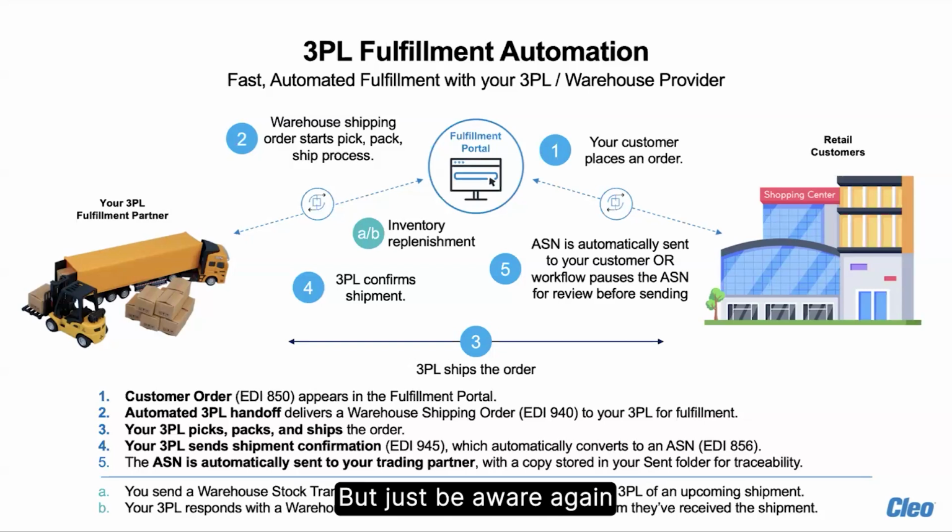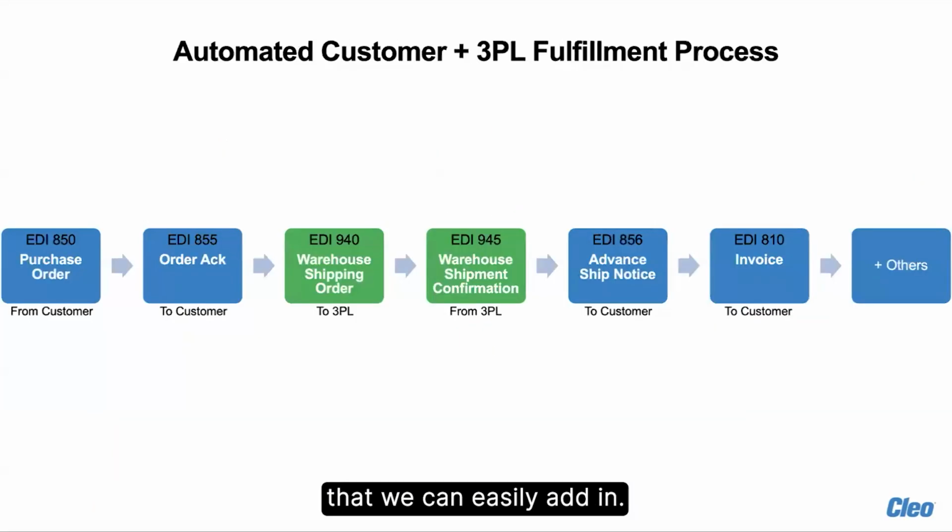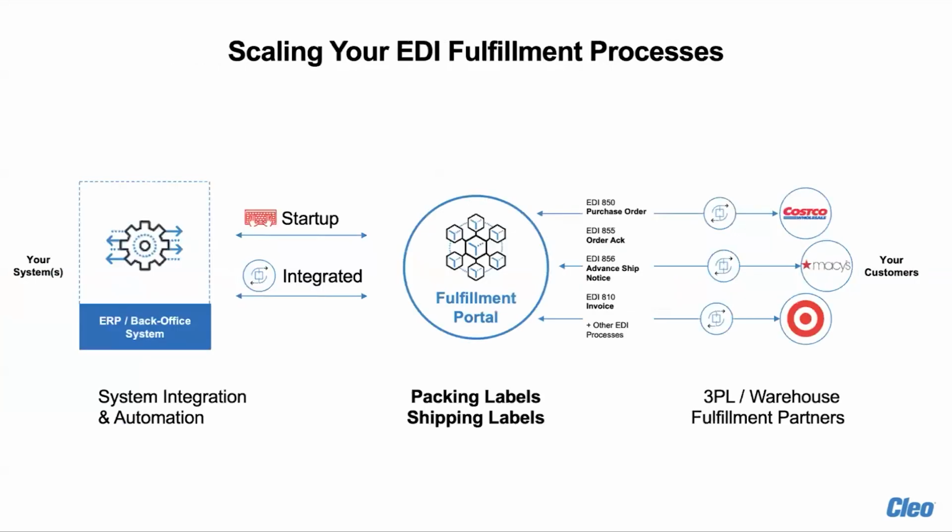But just be aware again that for these third-party processes where we rely on somebody else to do the warehousing and the fulfillment for us, it's a natural extension of the process that we can easily add in. And again, it's all the same visibility, all the same process flow. It's just a matter of simply layering these processes in if this is of value.